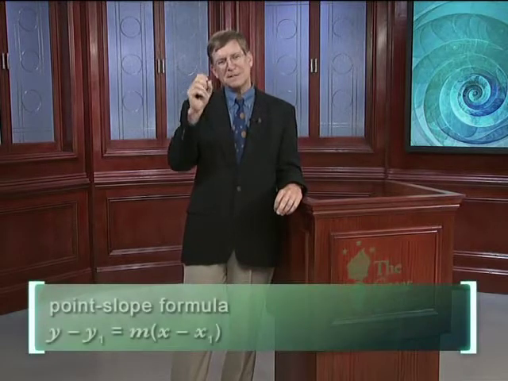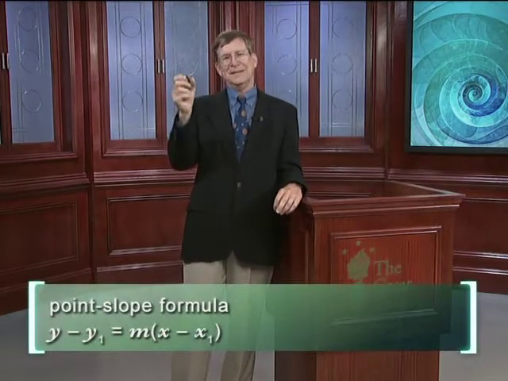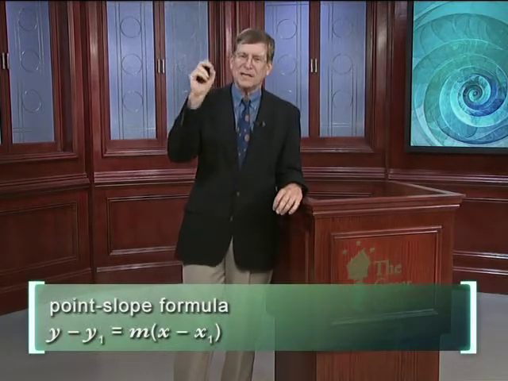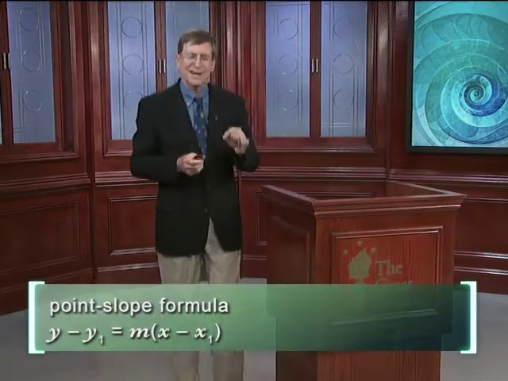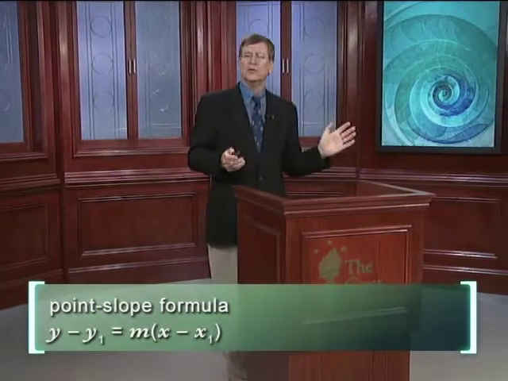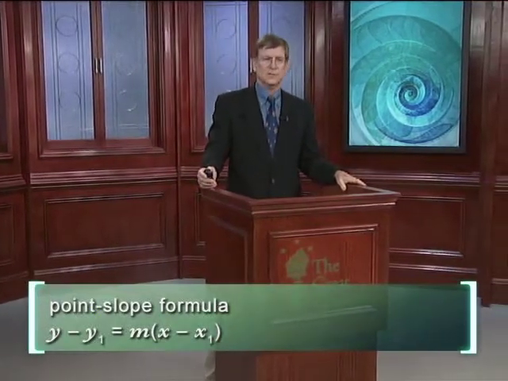And then, perhaps most important, please memorize the equation of a line of given slope m passing through the point x1, y1. That equation, the point-slope formula, is y minus y1 equals slope m times x minus x1. Again, that formula will be used over and over again in this course.